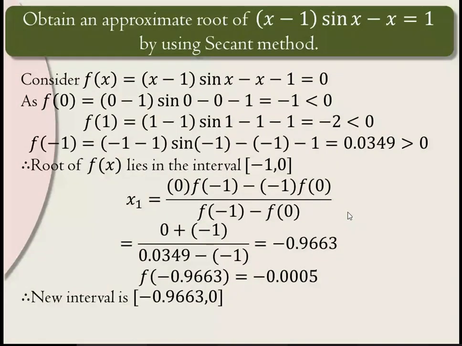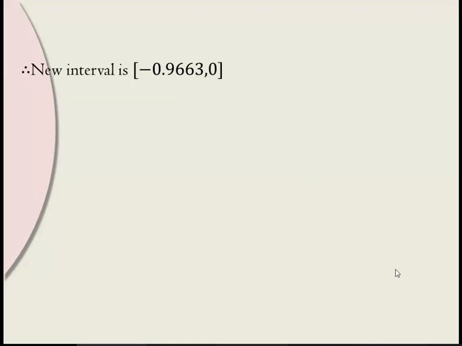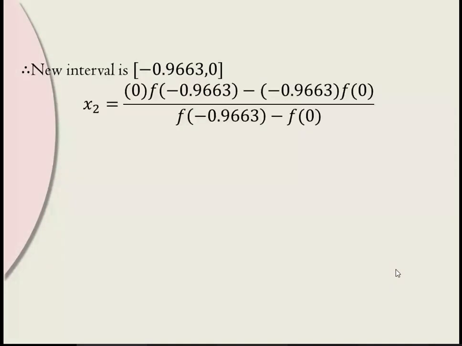Now do the same calculation, find x2, and check whether x1 and x2 are the same up to some digits. If they are the same, then stop. If they are not the same, again follow the same steps. So this is the new interval. Finding x2: this into f of 0 minus 0 into this, divided by f of this minus f of 0. So do the calculation. Already we have calculated the value of this term. The value of f of 0 is also known to us. So put those values.